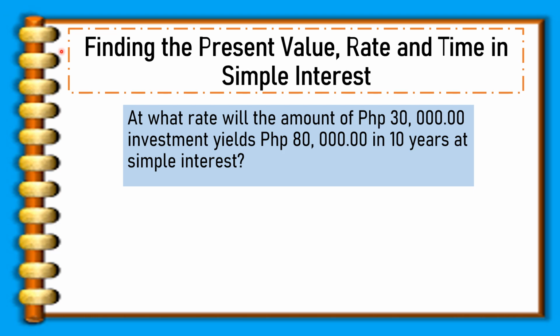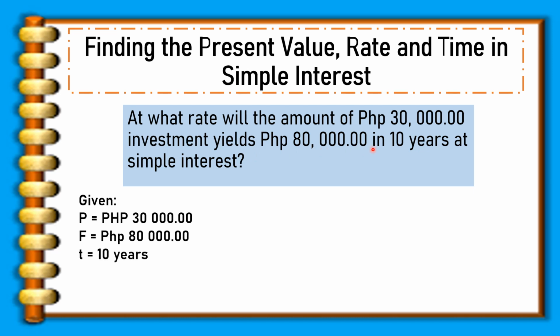Next problem. At what rate will the amount of 30,000 pesos investment yield 80,000 pesos in 10 years at simple interest? Since you are asking about rate, you will be using the formula in finding rate in simple interest. Let us list down all the given. Present value of 30,000 pesos, future value of 80,000 pesos, and time of 10 years. Formula to be used, R equals F minus P over PT.